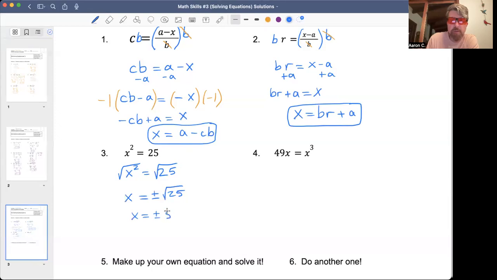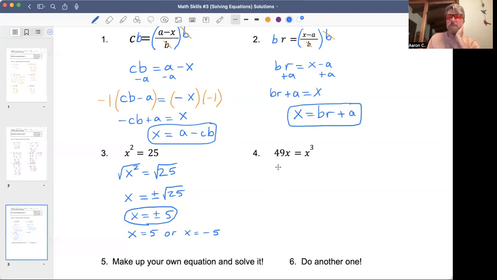This is just a shorter way of writing x equals 5 or x equals negative 5. Because negative 5 squared is also 25. So it could be either one of those. So sometimes we write it like this. This is a perfectly good way to write it. That's what the plus or minus means, that it could be negative or positive. We could also write it that way too.